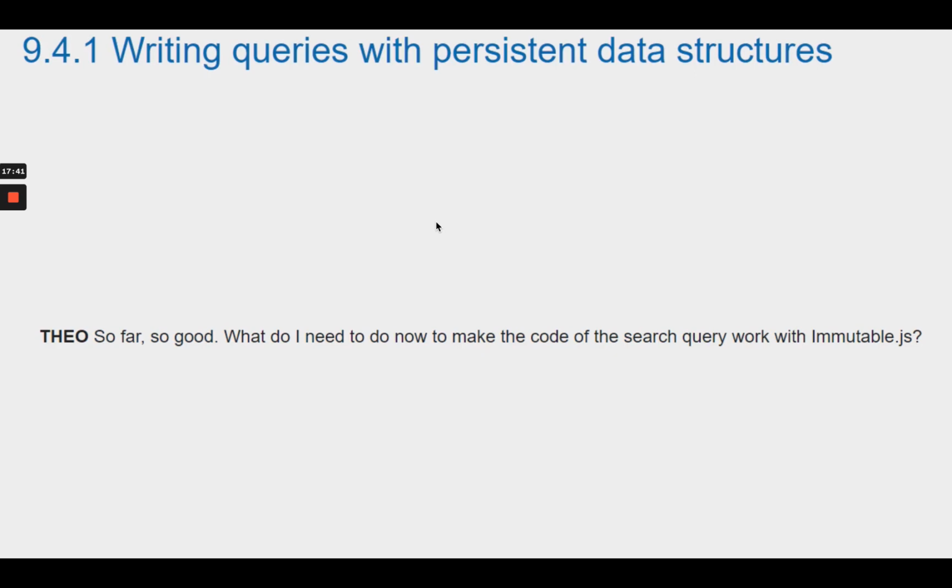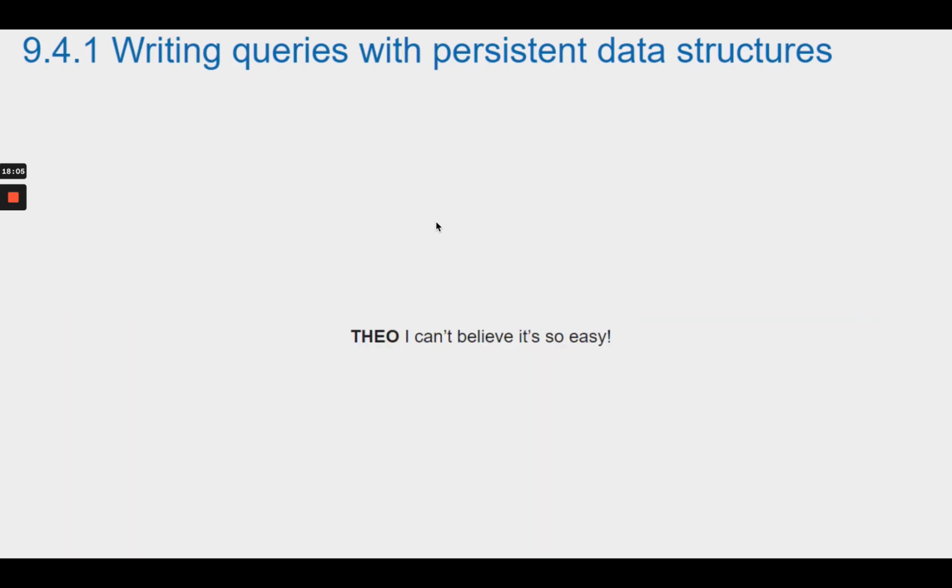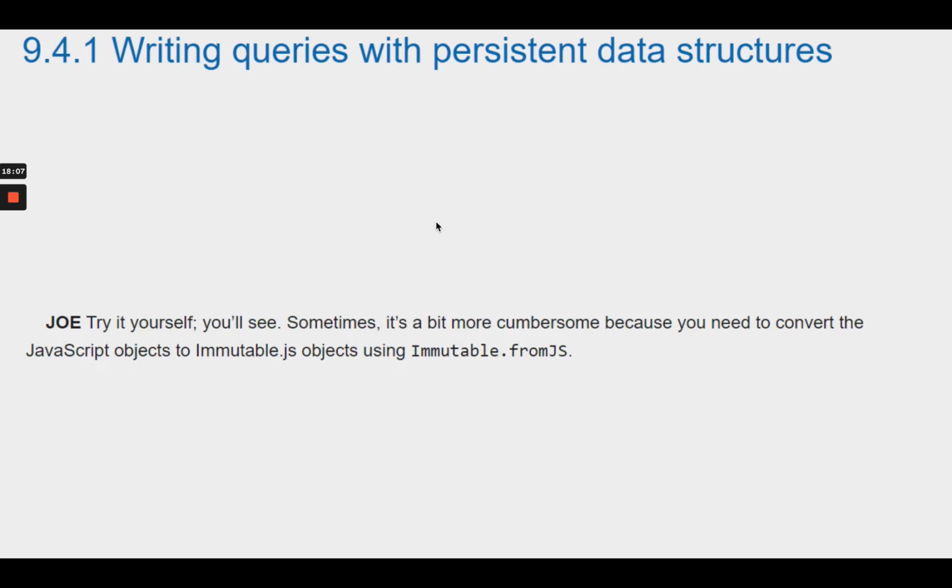Theo, so far so good. What do I need to do now to make the code of the search query work with immutable.js? Joe, you simply replace each occurrence of an underscore with immutable. Underscore.map becomes immutable.map. Underscore.filter becomes immutable.filter. And underscore.isEqual becomes immutable.isEqual. Theo, I can't believe it's so easy. Joe, try it yourself. You'll see.